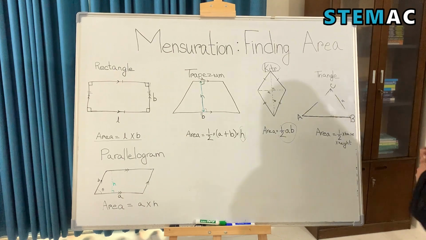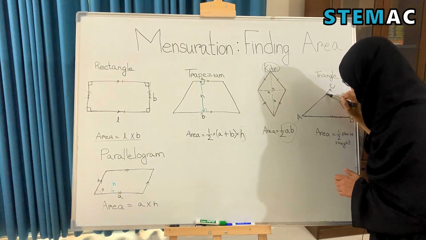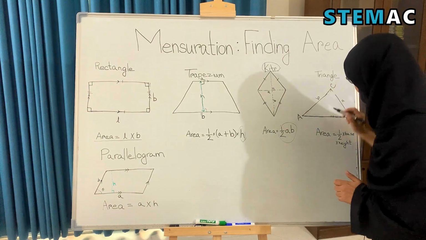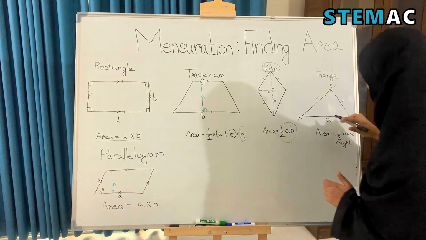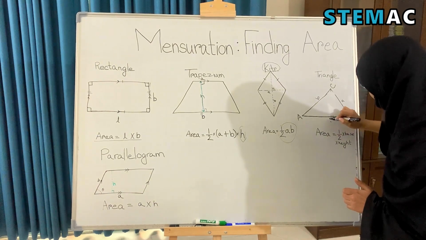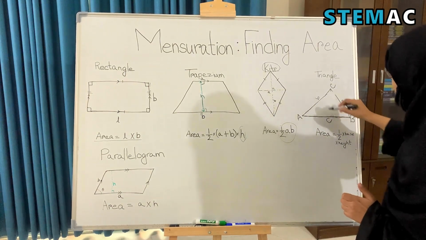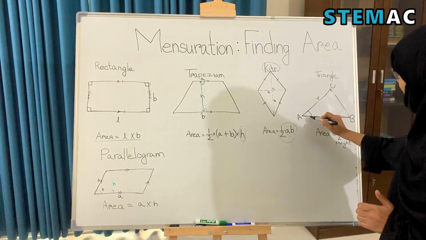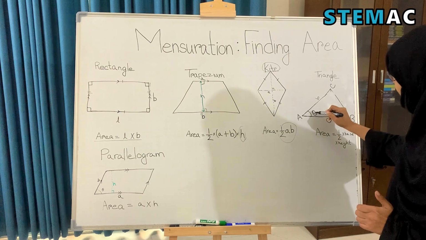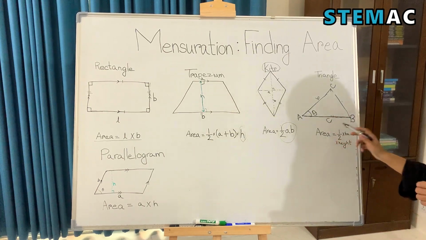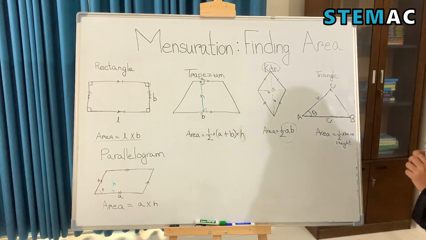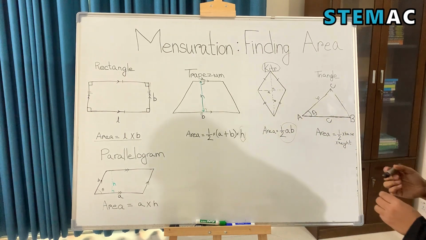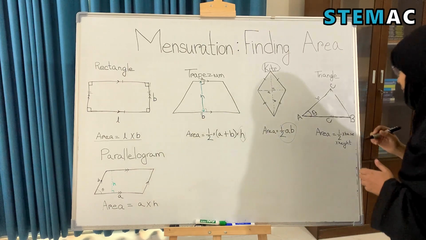Sometimes in exams, it is given like that these two lengths are given and the angle here is given. Even then, we can find the area of the triangle. How can we do that? For that, we need to know trigonometry.